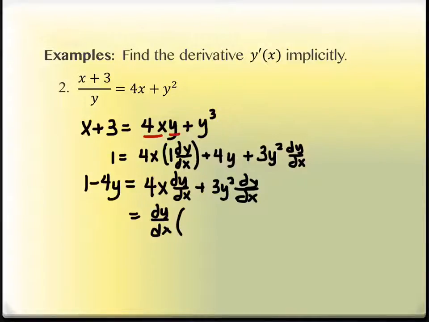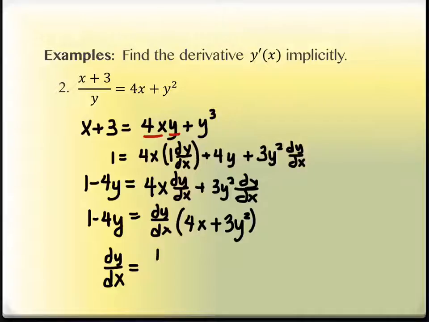So if I factor out dy dx, I'm going to have the 4x piece plus the 3y squared piece. And then you can divide by that. Yes, exactly. Okay, and then because I factored, these two are a product, right? That's what I have as a product remaining. And so the piece that I don't have the dy dx in now can be divided to the other side. So I have dy dx equals 1 minus 4y over 4x plus 3y squared.